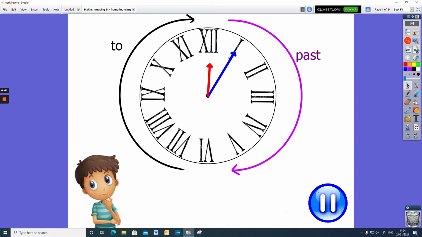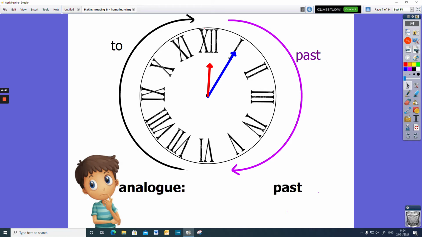Right, let's see what we've got, shall we? We are going to go with our analog time first of all. Let's have a look at our minute hand here. Our minute hand is on the right side of our clock face, which means we are going past. And what hour are we going past? We're going past 12, XII. How many minutes have we gone past the 12? We've travelled this far past the 12, so we've travelled 5 minutes past the 12, or 5 past 12.